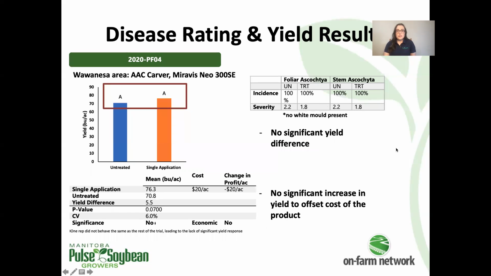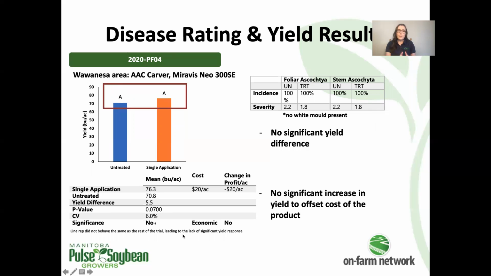So this next trial was in southwestern Manitoba, and it was comparing a single application of Miravis Neo to unsprayed peas. So in this trial, disease pressure was similar to the other trials. It maybe looked like, mid-season when we did these ratings, maybe fungicide was having a bit more of an effect, but overall still seeing relatively low levels of Ascochyta pressure and no white mold. So again, there was no significant yield response at this trial. However, there's just a little note here under the table.